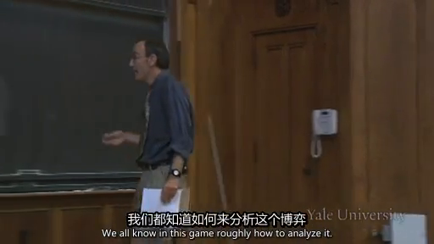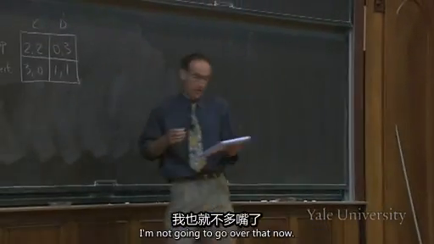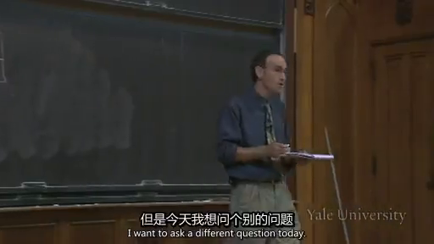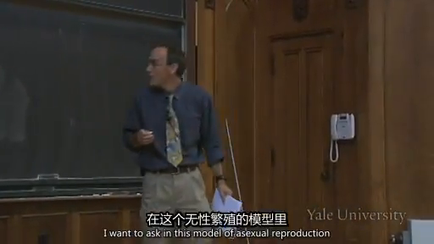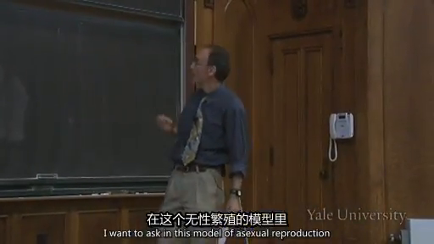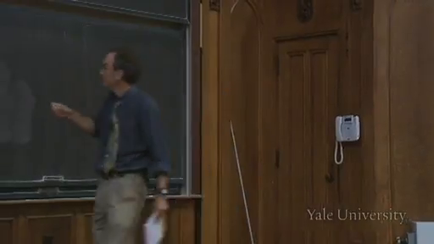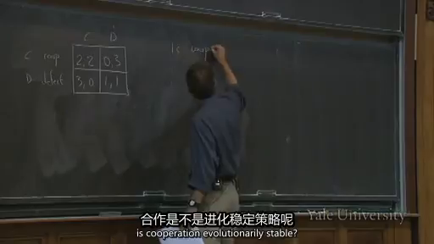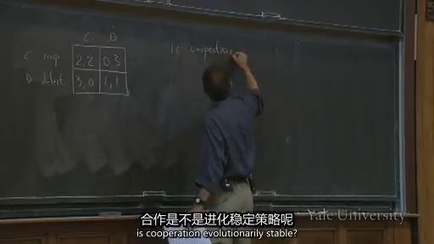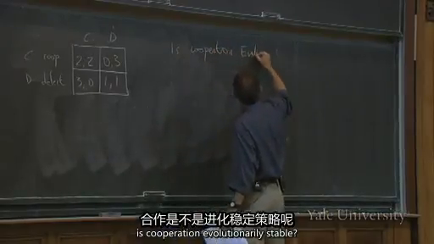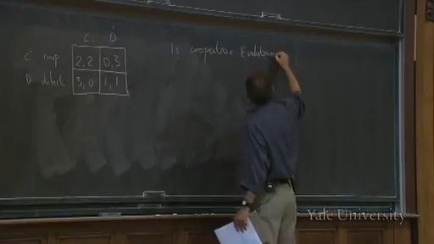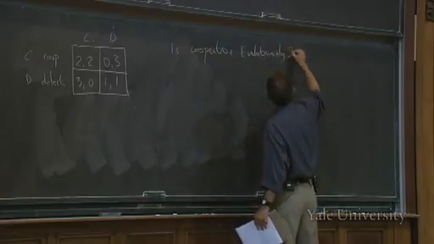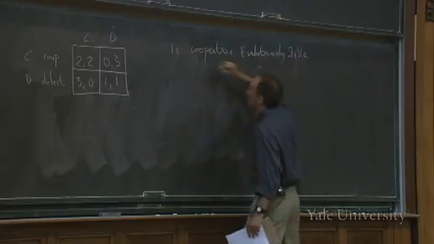And we all know in this game roughly how to analyze it. I'm not going to go over that now. I want to ask a different question today. I want to ask, in this model of asexual reproduction, is cooperation evolutionarily stable? Is cooperation evolutionarily stable?